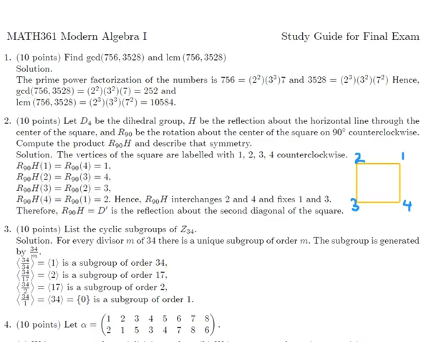What is this symmetry that sends 1 to 1, 3 to 3, and interchanges 2 and 4? This is the symmetry about the second diagonal. It is denoted with D prime. So R90H is equal to D prime.